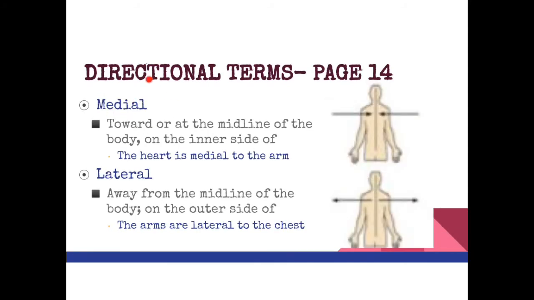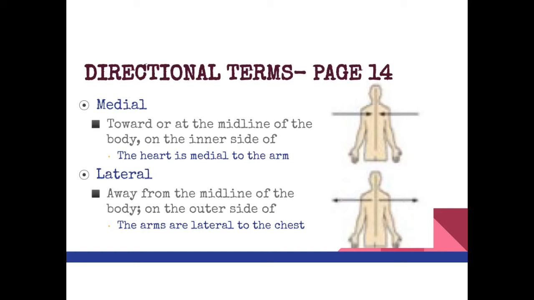Next set of terms would be medial and lateral. So medial means toward the midline of the body. So here's the midline of the body. So toward the midline of the body, or on the inner side of. So the heart is medial to the arm because it's more toward the midline of the body. Heart is medial to the arm.